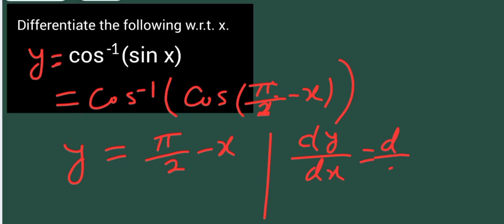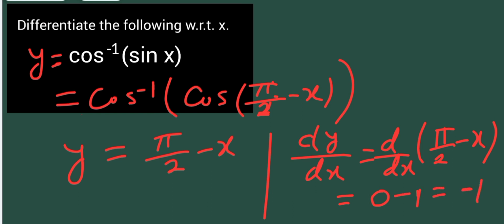Ultimately we have to differentiate pi upon 2 minus x with respect to x. The derivative of pi upon 2 is 0, the derivative of a constant is 0, and the derivative of minus x is minus 1. So this is 0 minus 1, which will be our answer. Both methods we used, we got the same answer. Obviously the answer will be the same. But this method is much easier, and the first method was the chain rule.